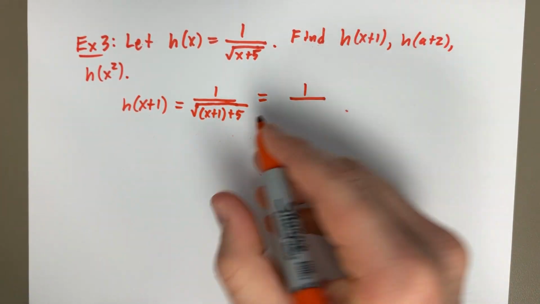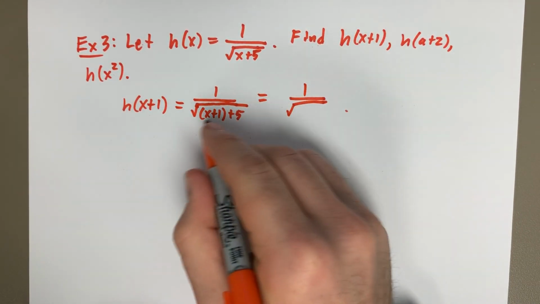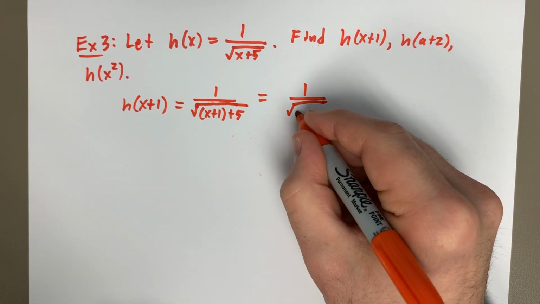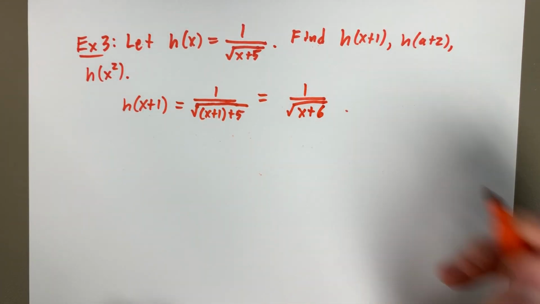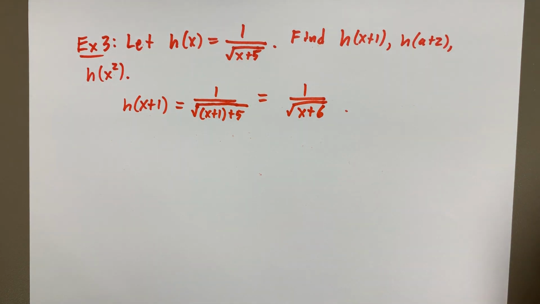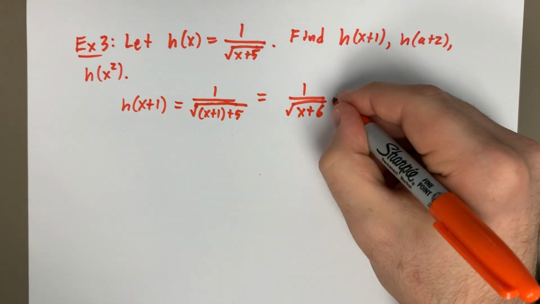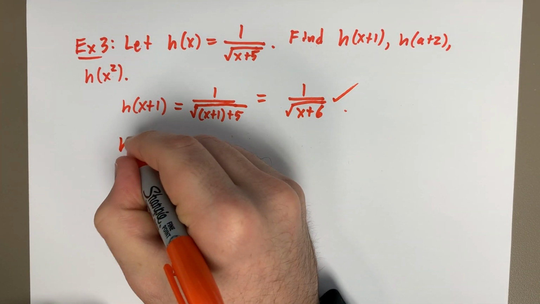So I have 1 over square root of, combined like terms, this gives me x plus 6. All right, so I got a new expression when I plugged in x plus 1. Okay, so that one's done. Let's try the next one.